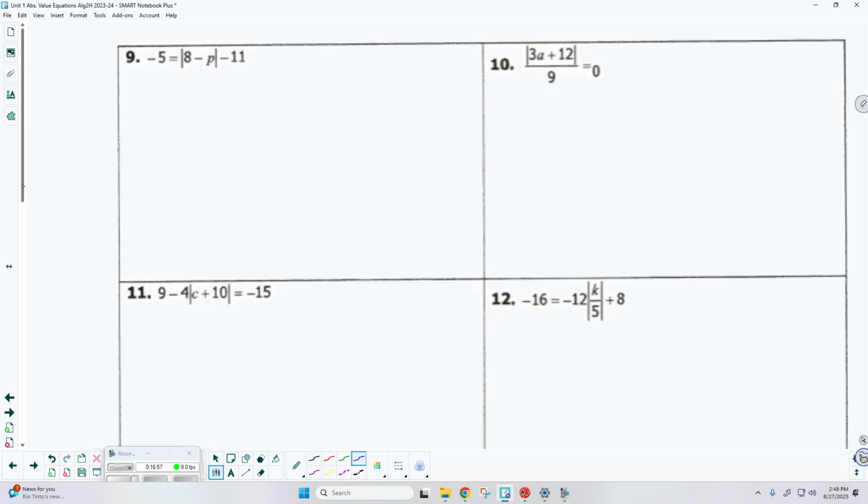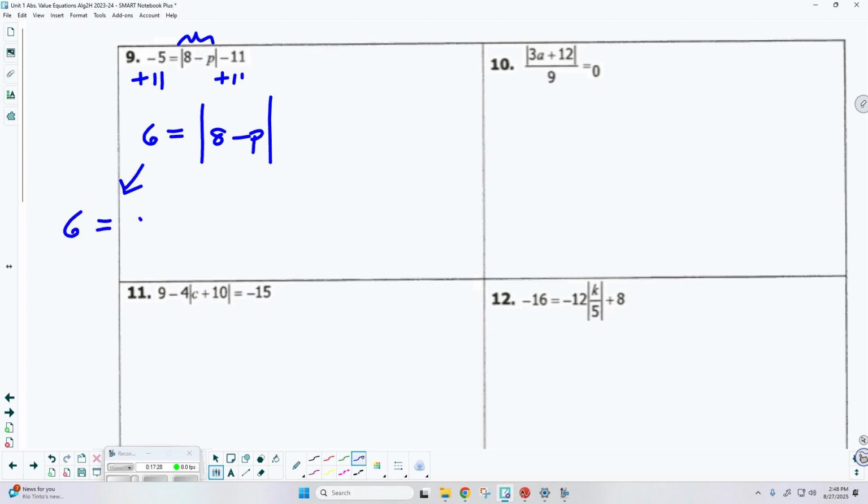All right, so let's go ahead. Let me go ahead and catch up with you real fast. So I can't create my equations yet. First thing I got to do to get this by itself, I got to add the 11. Okay, so what's a negative 5 plus 11? Okay, so 6 is equal to the absolute value of 8 minus p. Okay, once the absolute value is by itself, now I create my 2 equations. Okay, what's the first one?